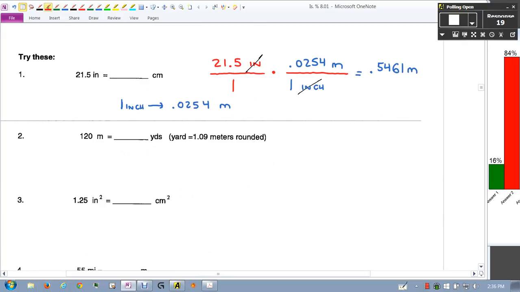It's the same as multiplying by 100. All right? But all I'm going to do is just move it because it's a metric unit. So when I move that over, this is equal to 54.61 centimeters.